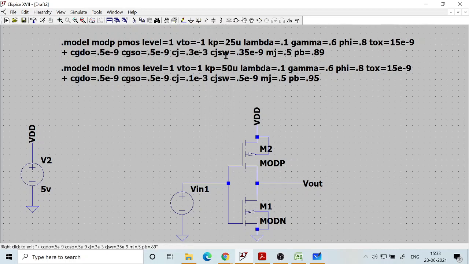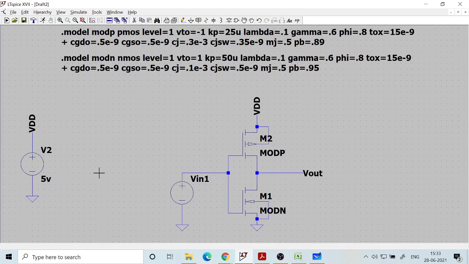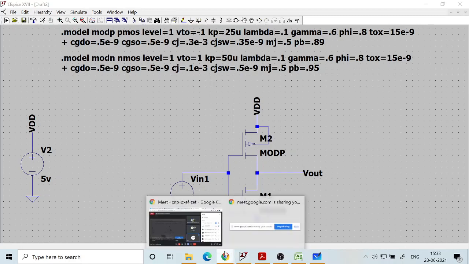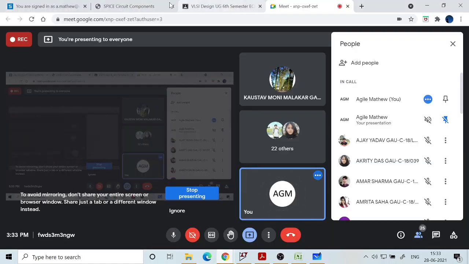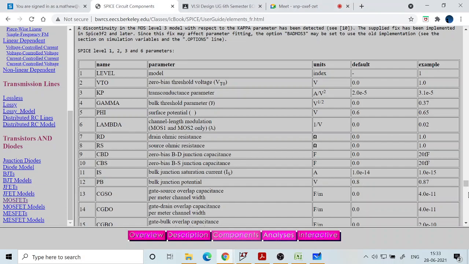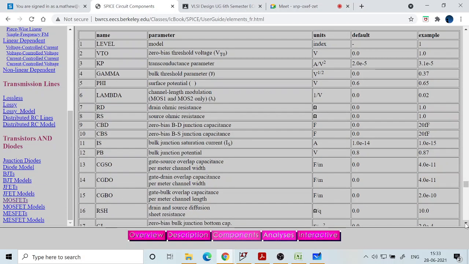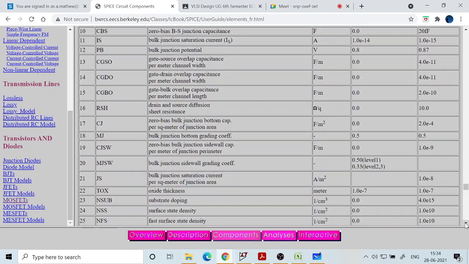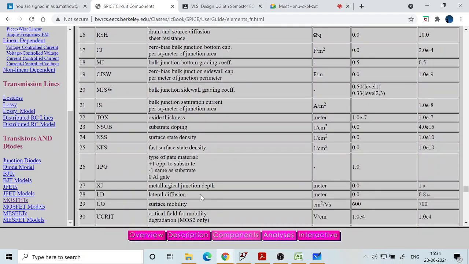We have just used some of these parameters to calculate capacitance, etc. So if we want, we can also give L naught. L naught is given by, I think, the XD parameter. So all these parameters are here. Yeah, lateral diffusion. So this is basically L overlap. So if we want, we can give that also.